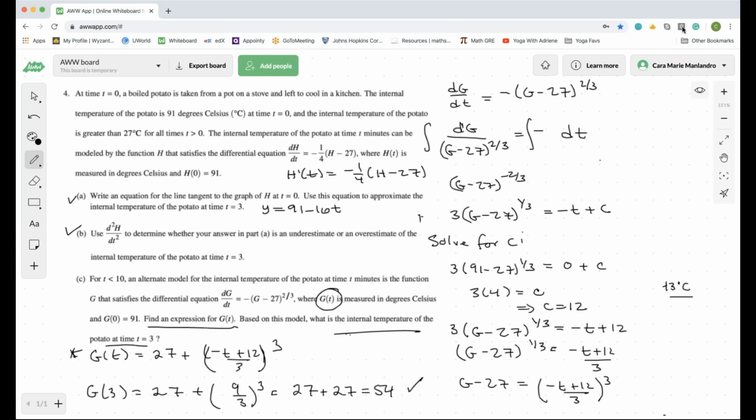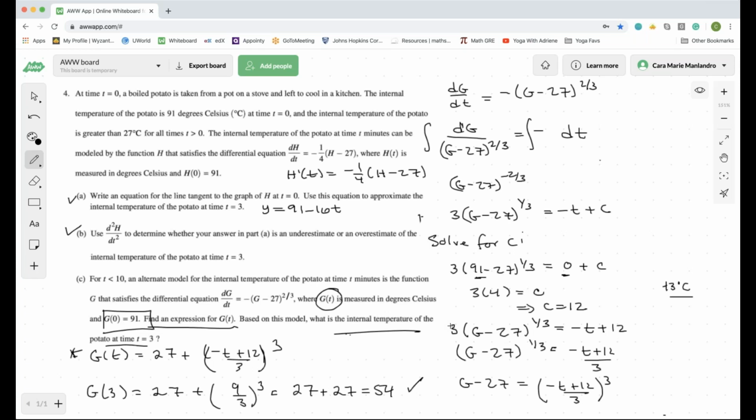When you plugged in 91 to solve for C, how did you know to plug in 91? They gave you the initial value that G of 0 is 91. So I plugged in 91 and 0. So I plugged in both. All right, let's say they had said G of 1 is 82. Then I would have plugged in 82 and 1. Does that make sense? So that came from the initial value. No problem. Good question.